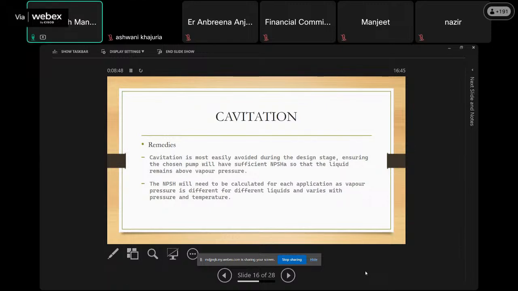So cavitation is mostly avoided at the design stage itself, so that a pump is chosen which has sufficient NPSH, net positive suction head available, so that the liquid always remains above the vapor pressure, so that no shock wave is created, no damage is done to the pump.